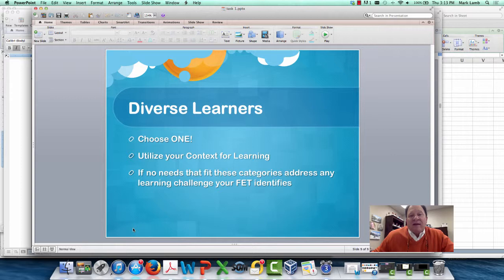So that's task one. Good luck, and make sure you contact your lead instructor with any questions you might have, and come to the workshop with questions to share with your facilitator as well as your peers.